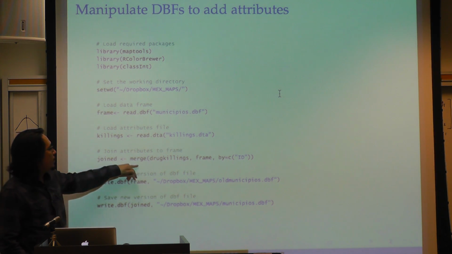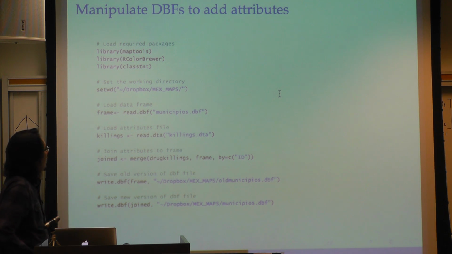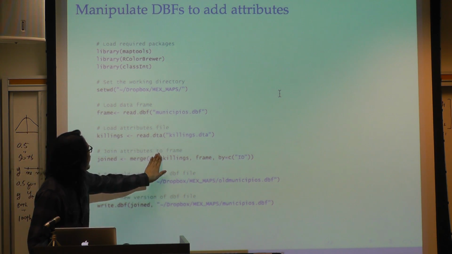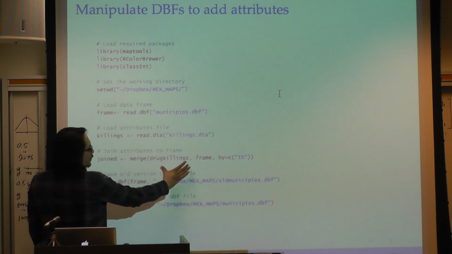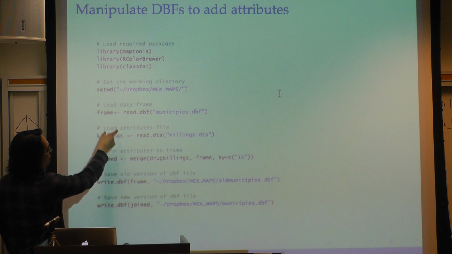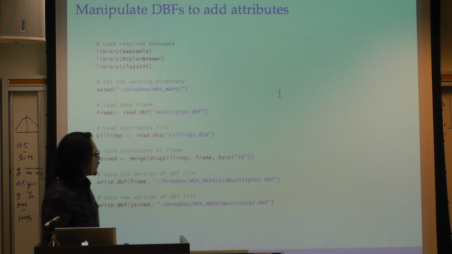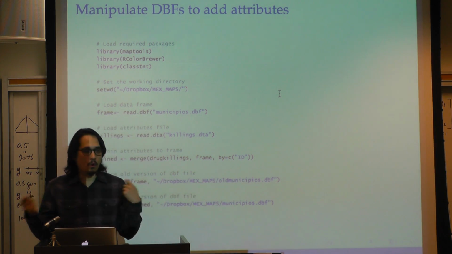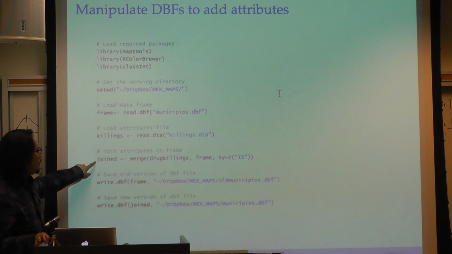Then I'm going to use the merge function to combine these two data sets. So I'm basically merging, this should be just killings. And that should have the same name. Yeah, this is killings and this should be killings in here. Right. So I'm merging the attributes table with the data frame, I mean the DBF with the attributes, by an identifier that I have in both tables, in both data sets. And I'm gonna call this object joint.